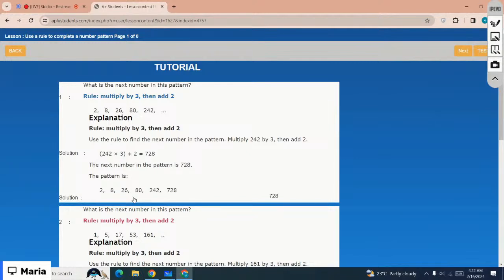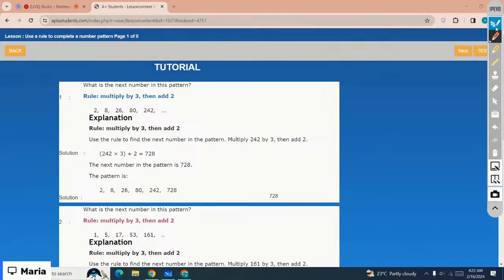For example, here the last one is 242 in the sequence, right? You have to find the next number after 242. So you have to multiply this 242 by 3, and then you can add the 2. So that means the next number in the sequence is 728. In the lessons we have done earlier, we had to find the rules also, right? But here you have been given the rule, you just have to follow the given rule, right?